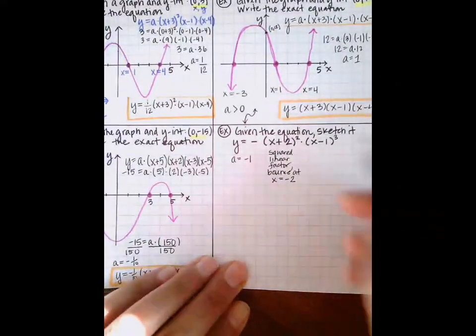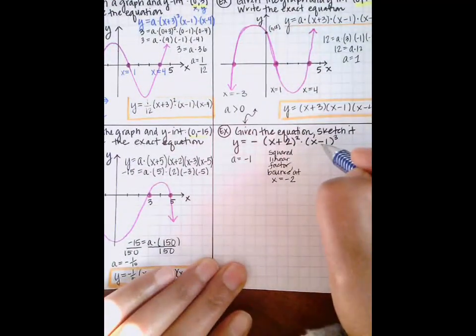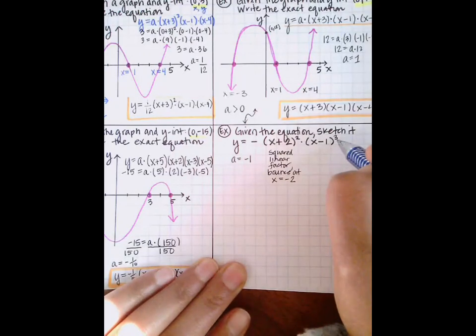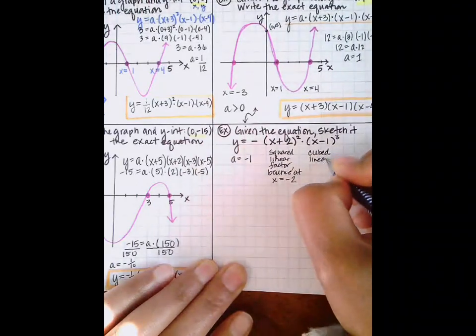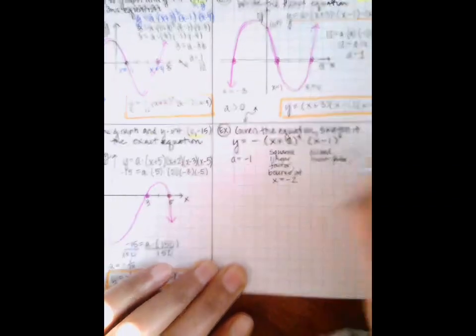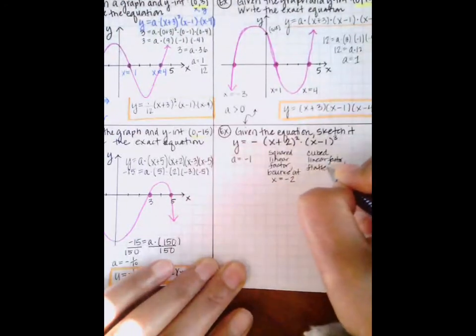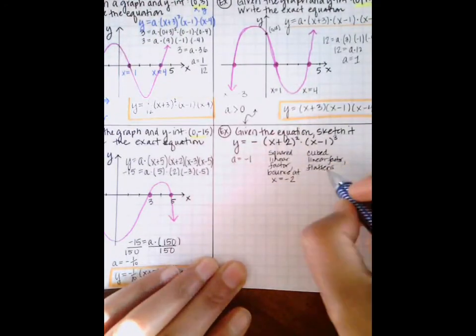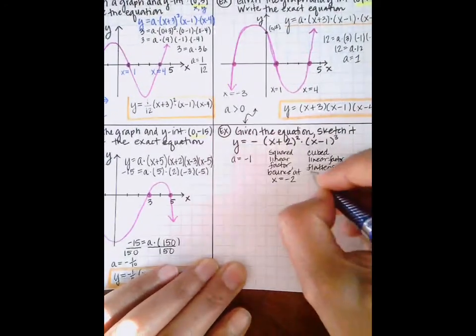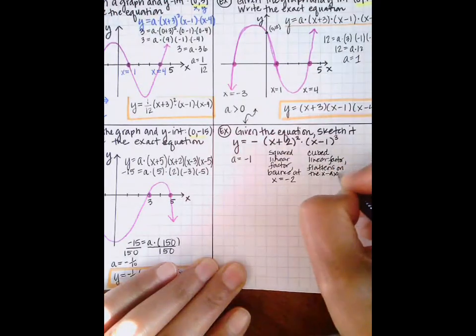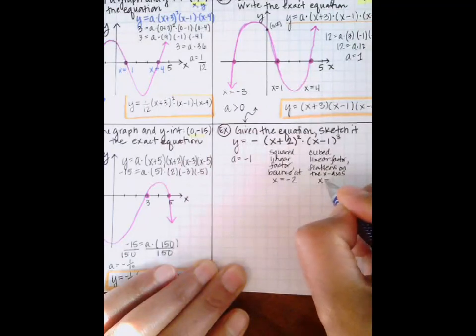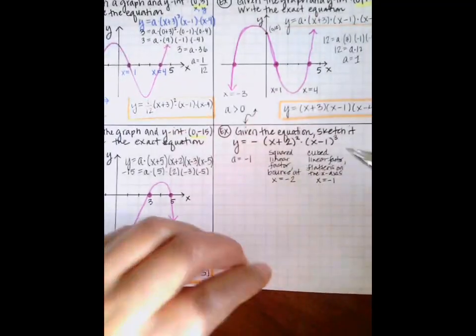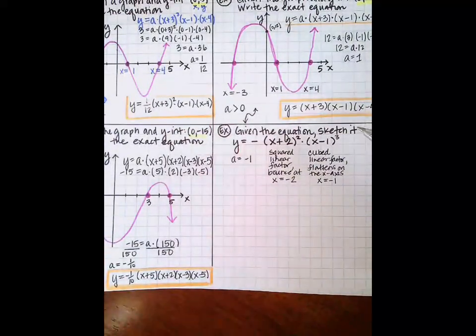Looking at the next linear factor right here, notice it's cubed. So this is a cubed linear factor, and so I was going to write down that a cubed linear factor, what actually happens is that it flattens when it passes through the x-axis. So it flattens on the x-axis at the x value that corresponds to that x-intercept, and that would be at x equals negative 1.